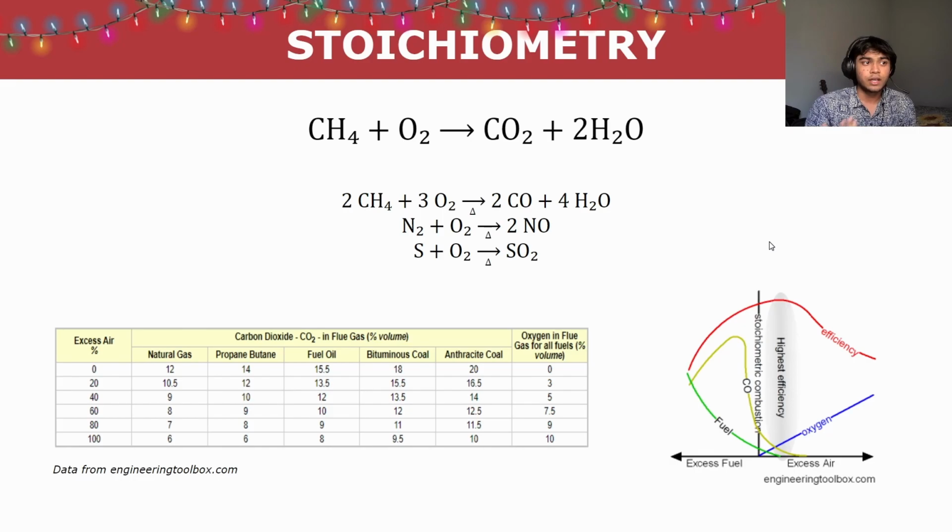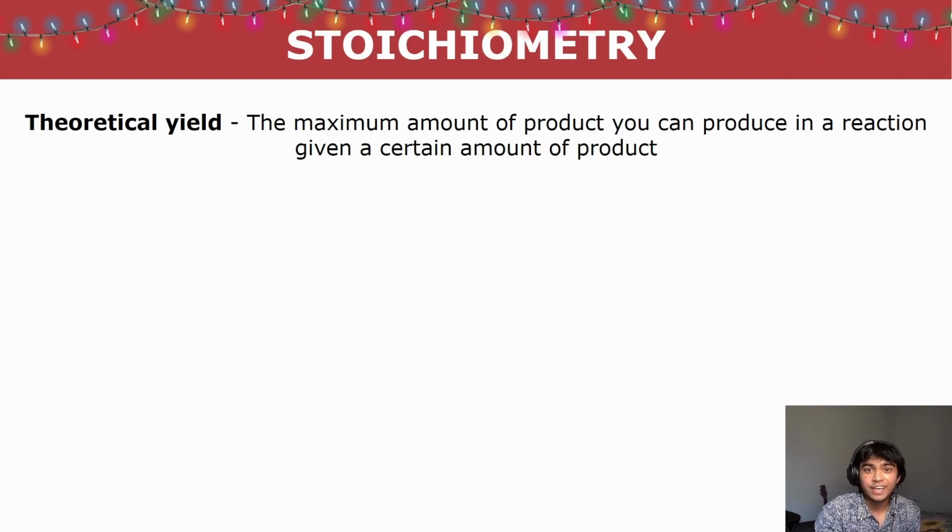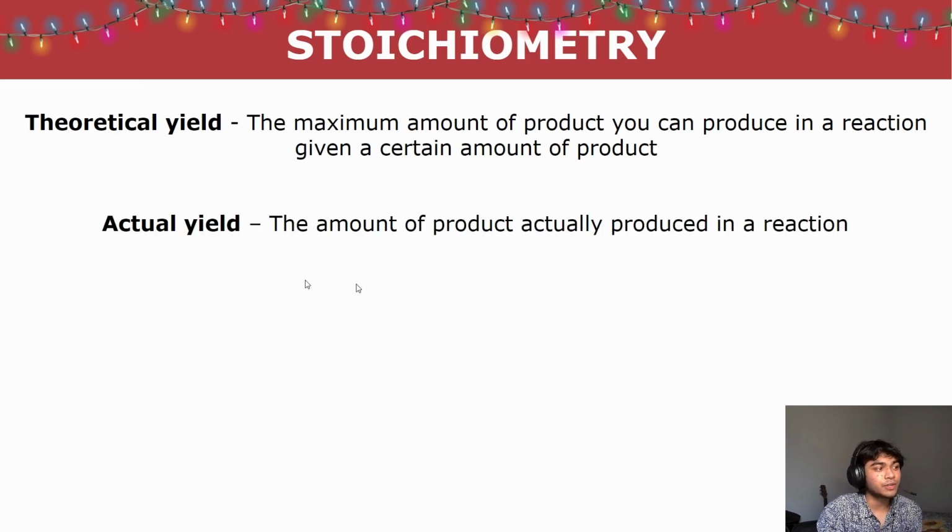Let's talk about inefficiencies in general. Reactions are not 100% efficient. Your theoretical yield is the maximum amount of product you can produce in a reaction given a certain amount of reactant. But in reality, what you form is your actual yield. That's the amount of product actually produced in a reaction. Your actual yield is always going to be less than your theoretical yield.